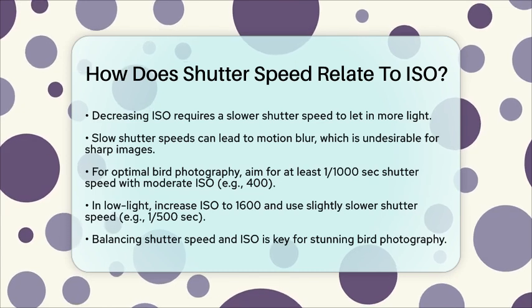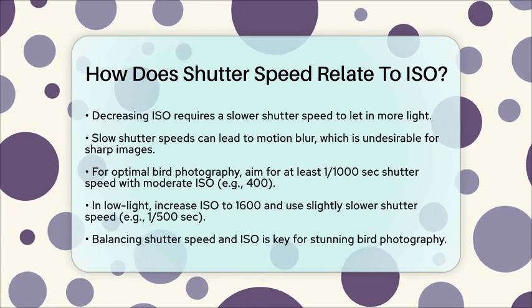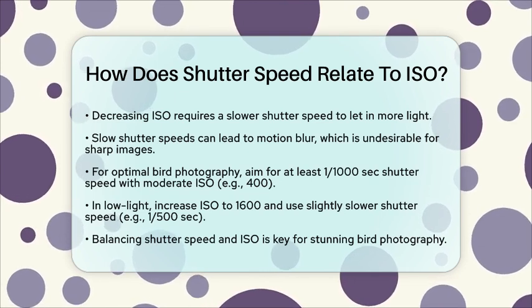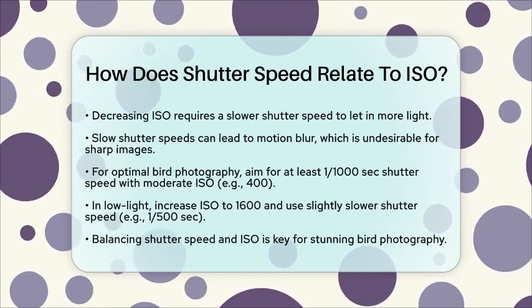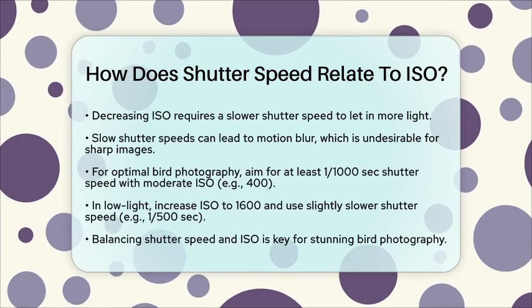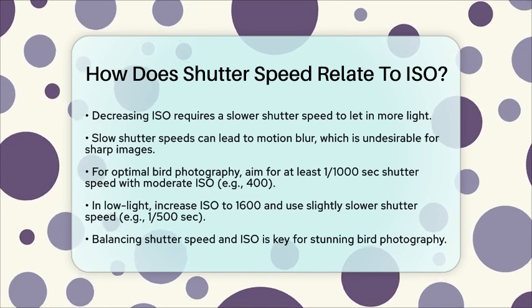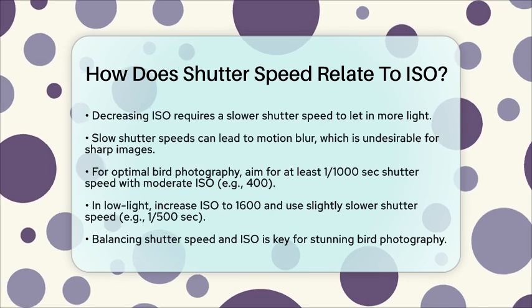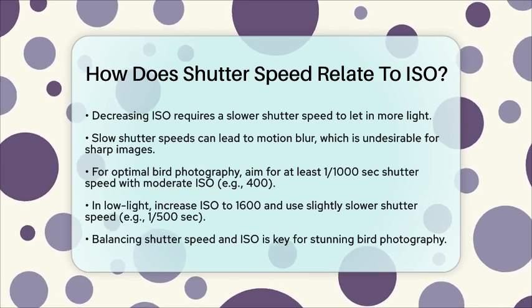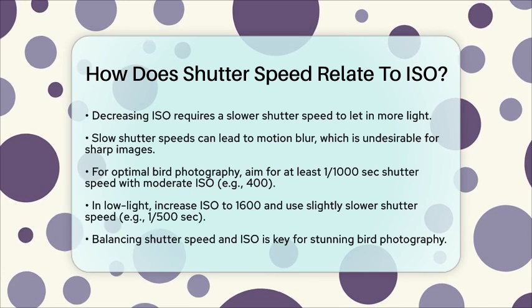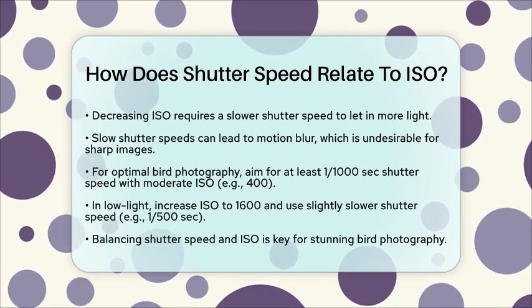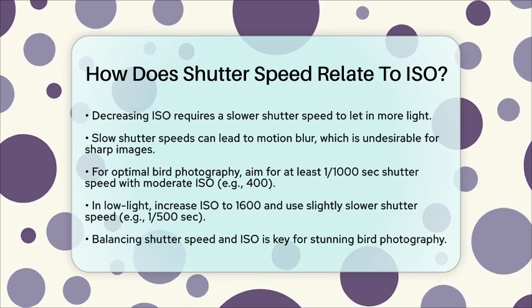In low light situations, you can increase the ISO to 1600 and use a slightly slower shutter speed, like 1/500th of a second. This way, you can still capture the beauty of birds without compromising on image quality. Balancing shutter speed and ISO is essential for capturing stunning images of birds. By understanding how they relate, you can take your bird photography to the next level.